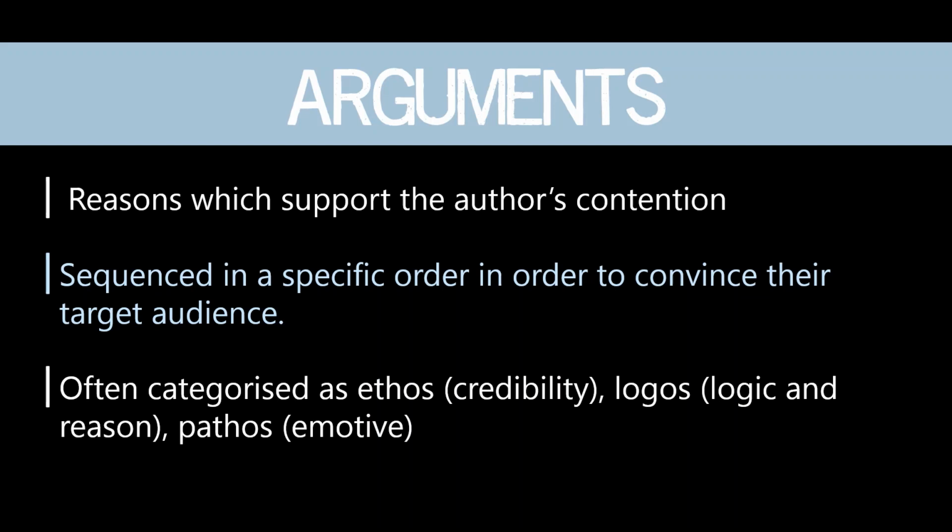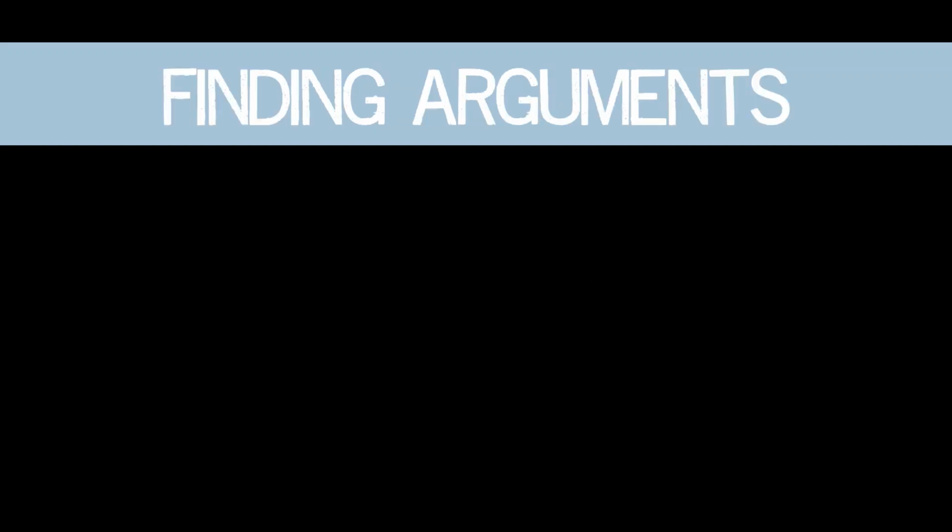They're also often categorized as either ethos, logos, or pathos, meaning they relate to the author's credibility, the audience's sense of logic and reason, and I guess their emotions as well. And with arguments, they are quite often an idea or potentially the perspective or position of the author in relation to their contention. So, how do we find arguments?